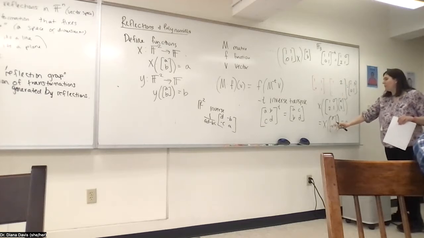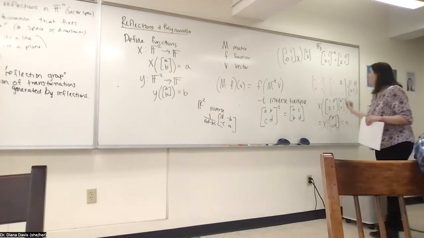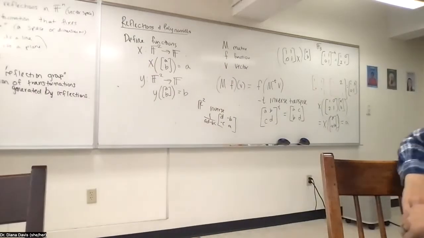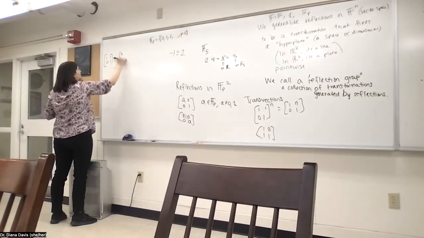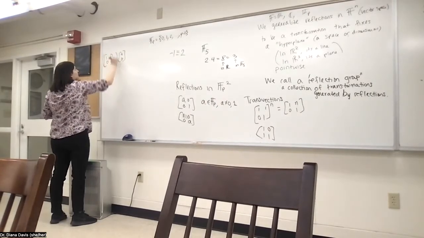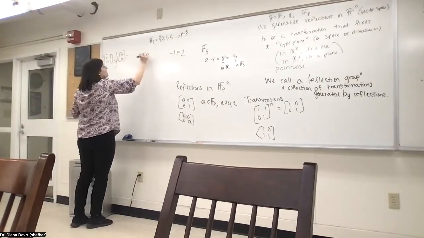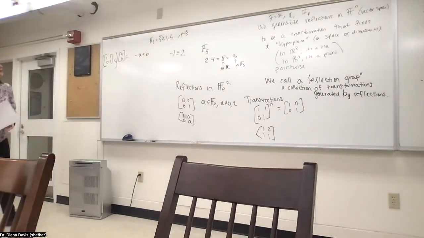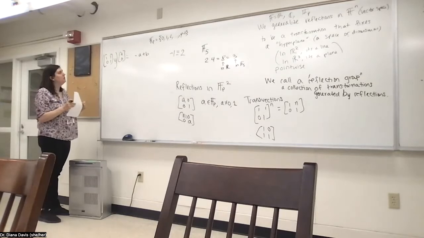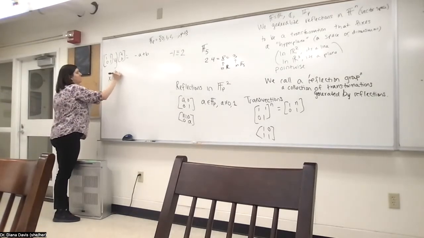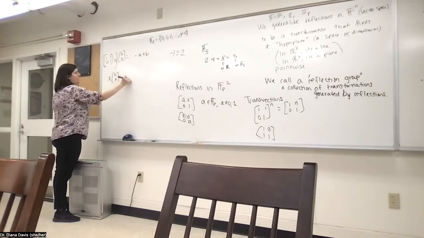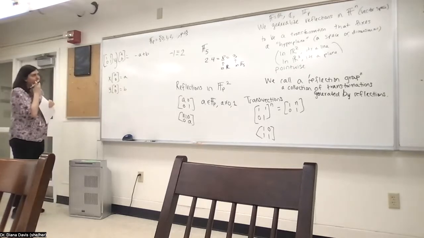But here, if we take y of this, so if we take this matrix times y, and we feed it the same vector, then we should get minus a plus b, right? Based on the work over there. Okay, so remember though, x of ab was a, and y of ab was b.